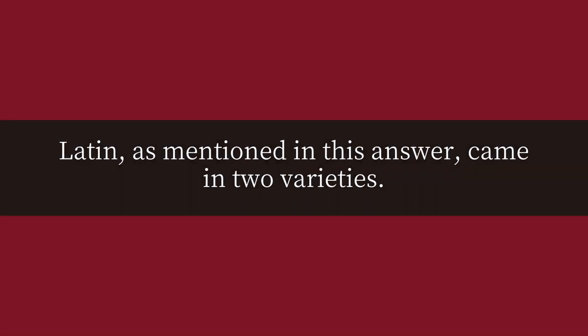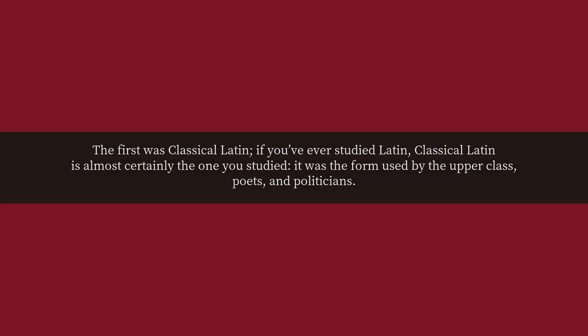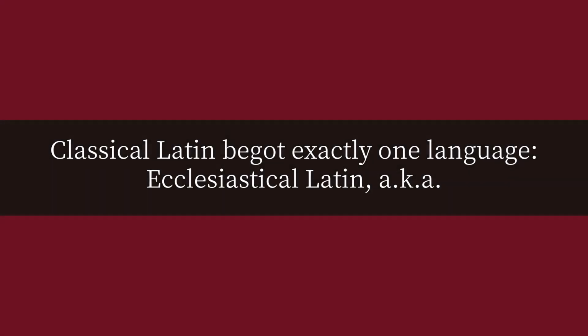Latin, as mentioned in this answer, came in two varieties. The first was Classical Latin. If you've ever studied Latin, Classical Latin is almost certainly the one you studied. It was the form used by the upper class, poets, and politicians. Classical Latin begot exactly one language, Ecclesiastical Latin, aka Church Latin.